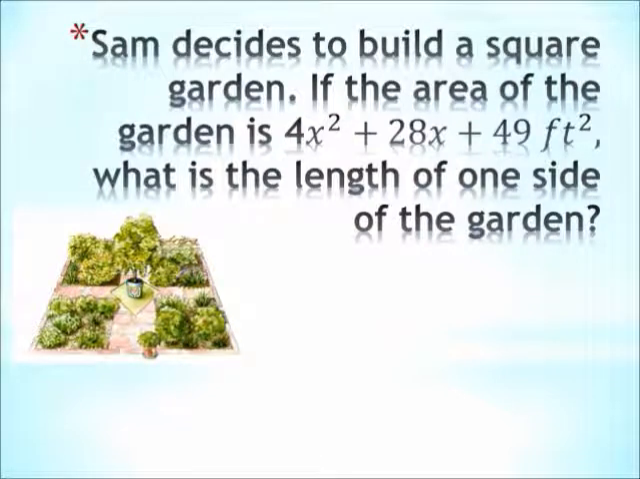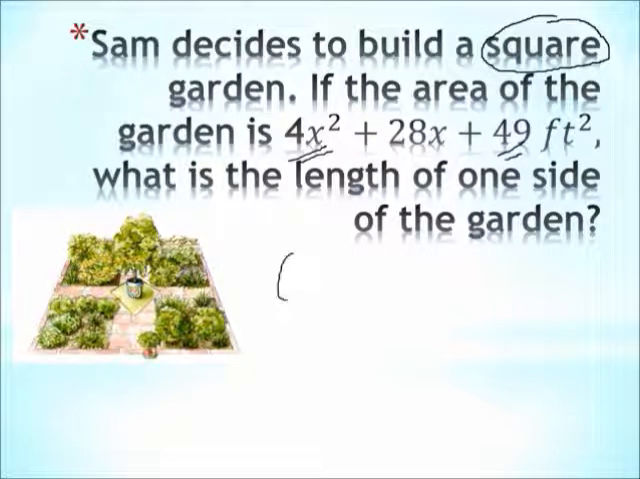So Sam decides to build a square garden. If the area of the garden is 4x squared plus 28x plus 49 feet, what is the length of one side of the garden? First of all, remember, the key words here are square garden. But if you notice, we have perfect squares here and a perfect square there. So let's see, what do we end up with?